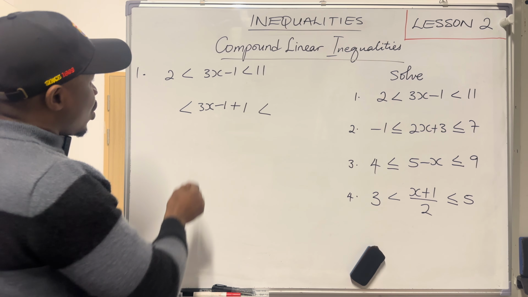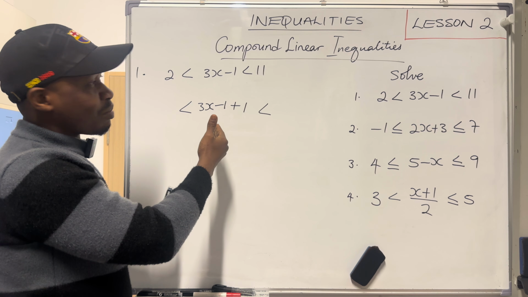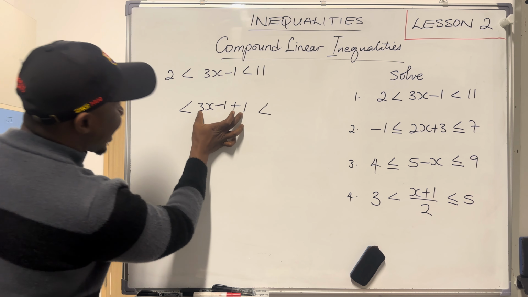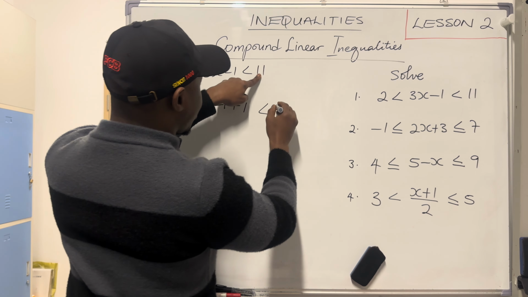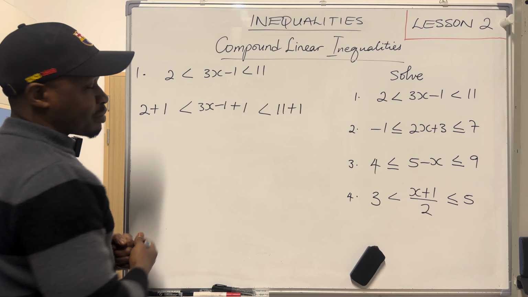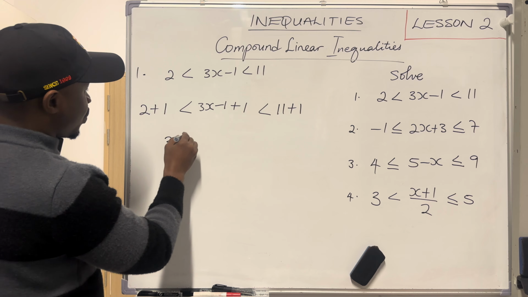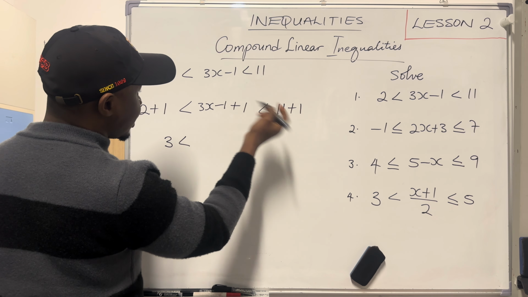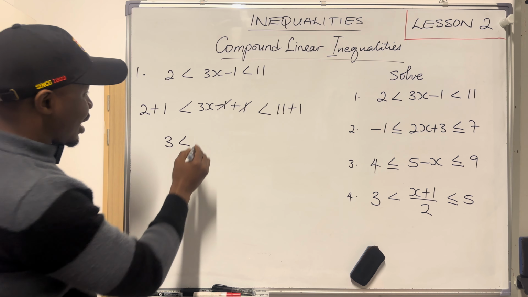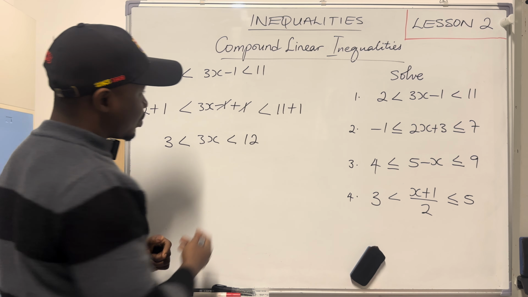But don't forget that whatever we add, multiply, or subtract here must also be done on any side. So the fact that here we say plus 1, here you're supposed to say 11 plus 1, and here 2 plus 1. I hope it is clear. So 2 plus 1 is 3. Minus 1 plus 1 is now 0. So what remains there is 3x, less than 12.